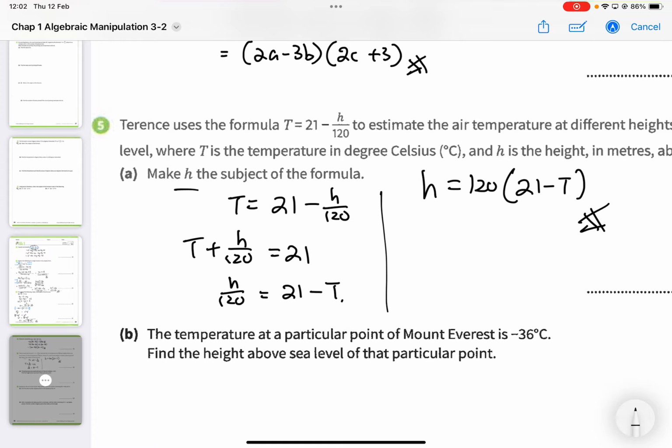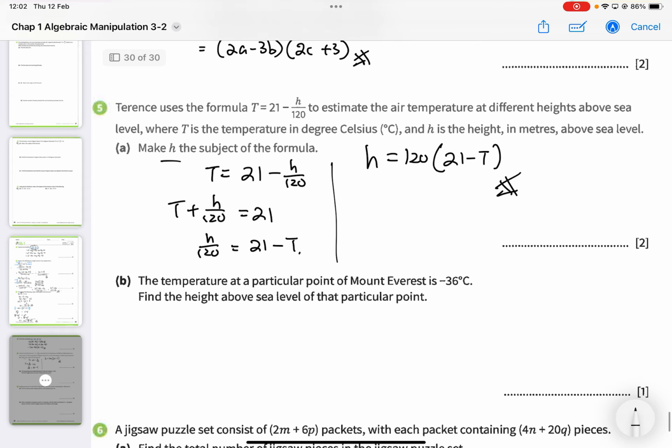Why need to expand? Don't need. You can leave it like that. Can already. If you expand correctly, you are correct also. Then you need to take 120 multiply 21, 120 multiply negative T. If you expand correctly, your answer will be correct also.